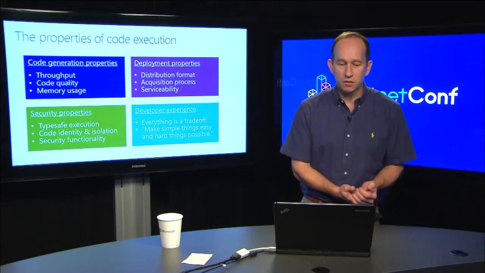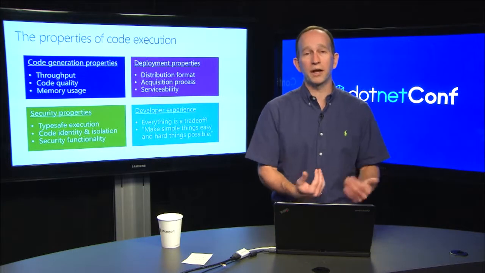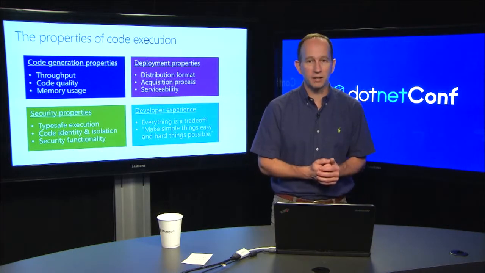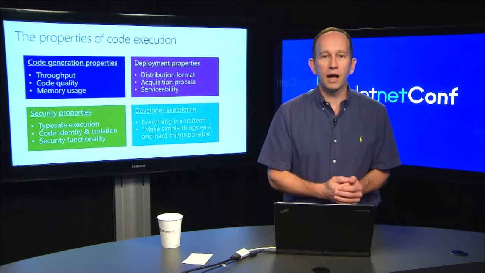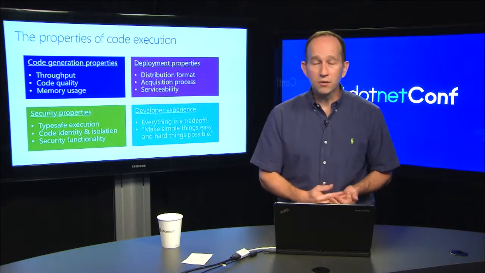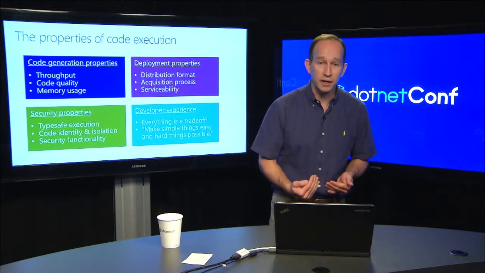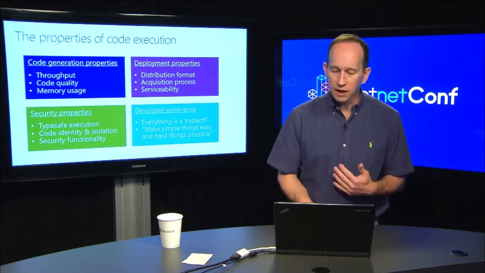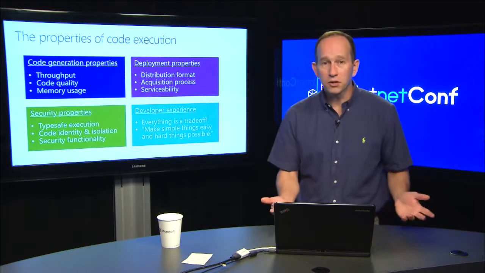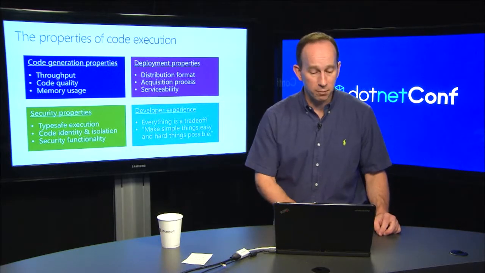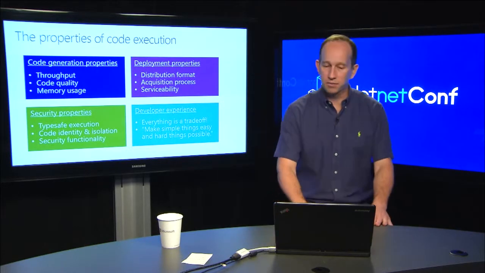Security properties, type-safe execution is something that we will not give up on. We certainly believe on the .NET team that type safety not only gives you developer productivity, it also gives you safer apps. Like one of the best ways to fix a security bug is not to write it in the first place. Code identity, isolation, security functionality, whether you get that from the platform or the app. And then the developer experience.